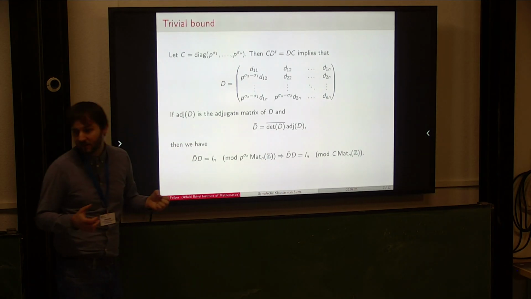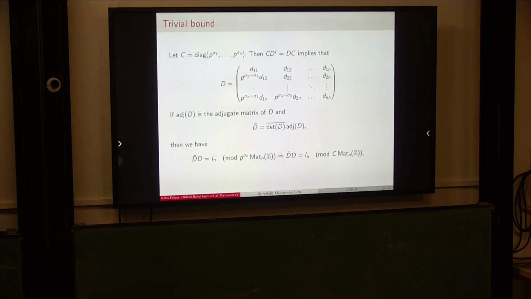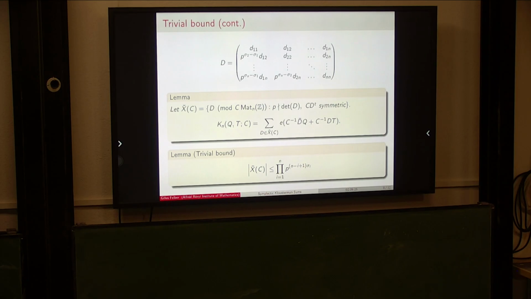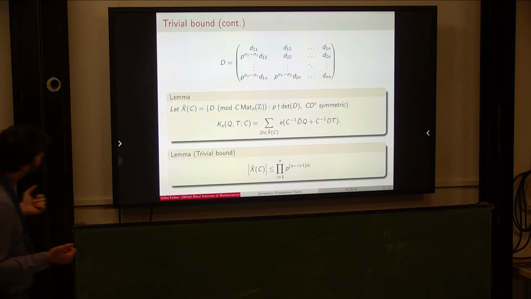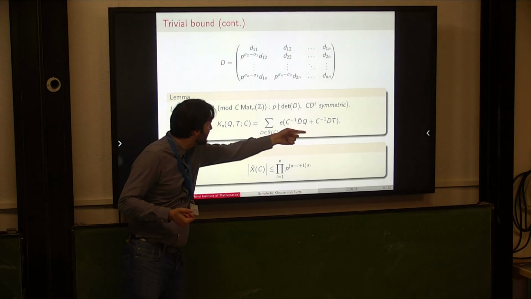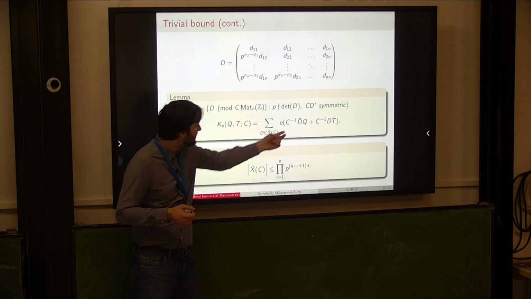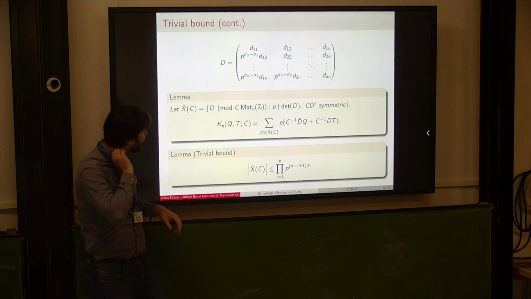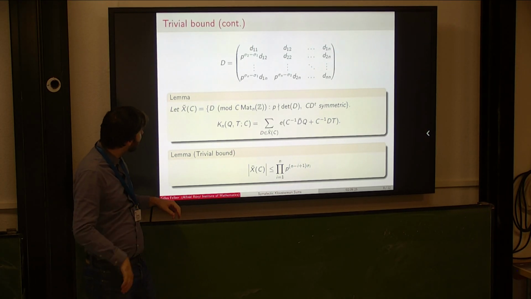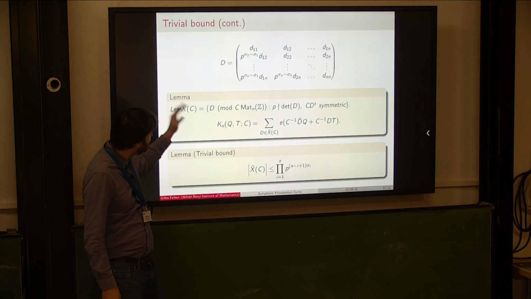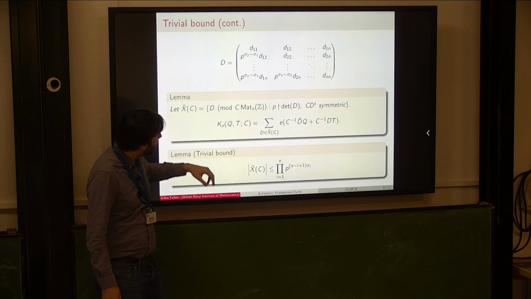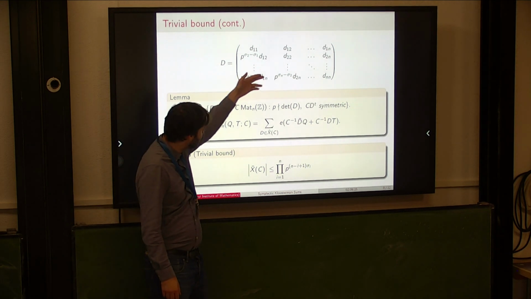And so we have this inverse matrix, which corresponds to A transpose. And so we can rewrite our sum as this, replacing A transpose by D bar, and C is symmetric, so C transpose doesn't matter anymore. And we'll just be running over D mod C with determinant not divisible by P, and so having this shape.